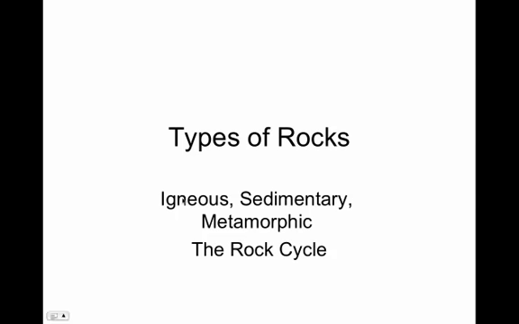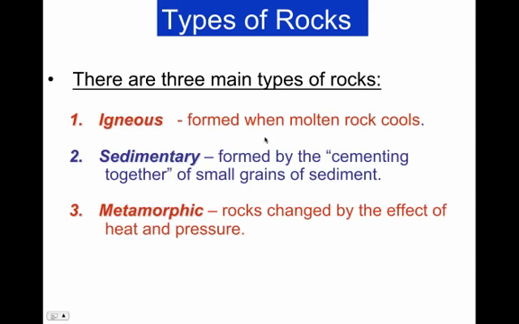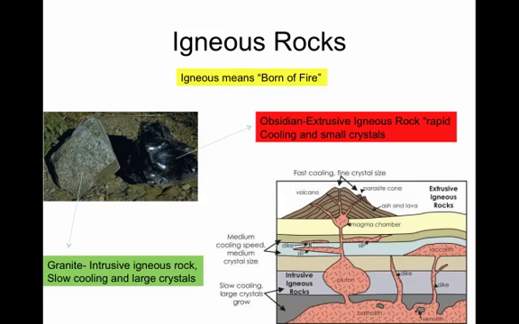So this time around we're looking at igneous, sedimentary, and metamorphic rocks, as well as how the rock cycle works. There are three main types of rocks, and they all depend on how they're formed. Igneous rocks are formed from liquid molten rock that cools, and there are two types of igneous: intrusive and extrusive. Sedimentary rocks form from the cementing of small, tiny, broken down bits and pieces of minerals and rock called sediments, and metamorphic rocks are rocks that change by the effect of heat and pressure.